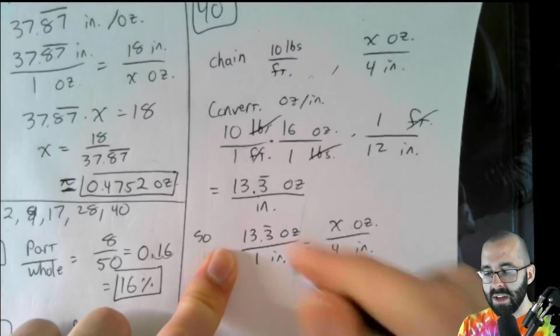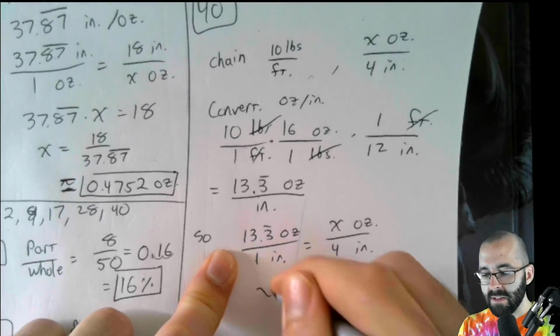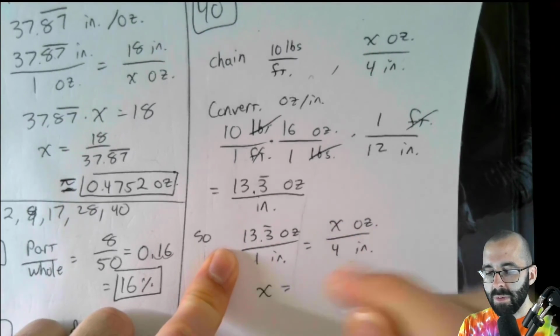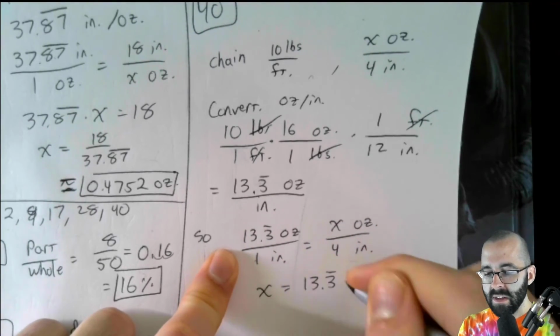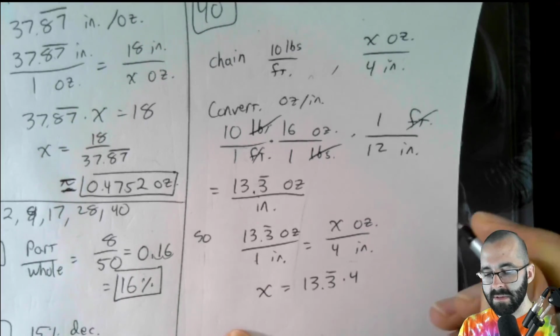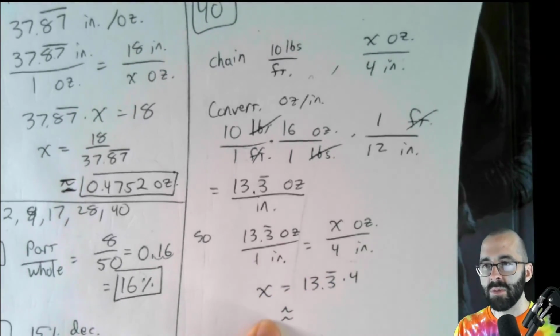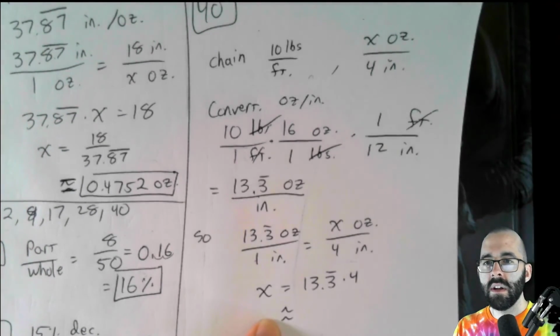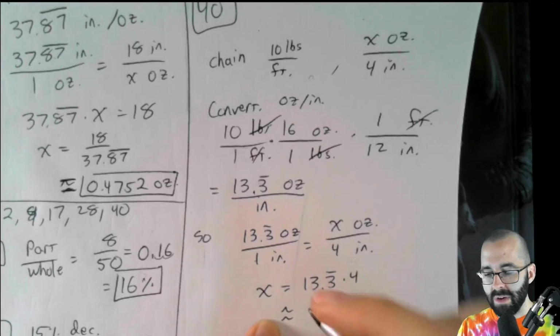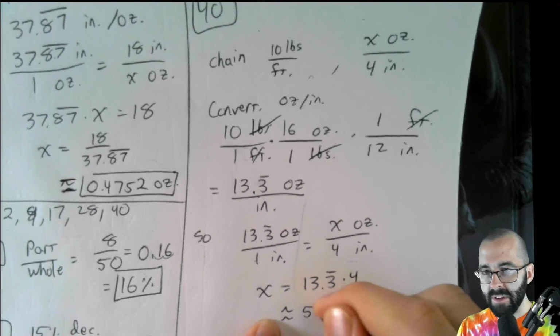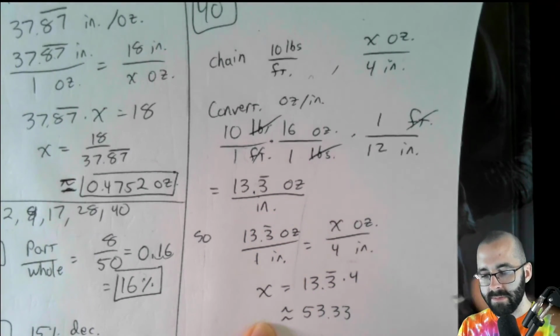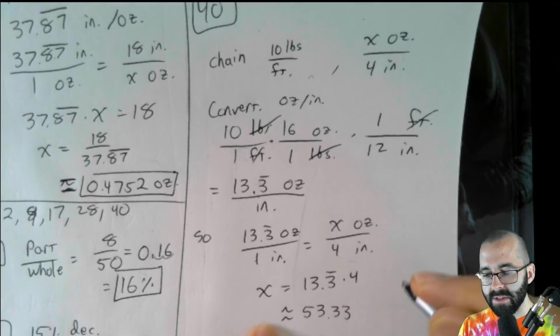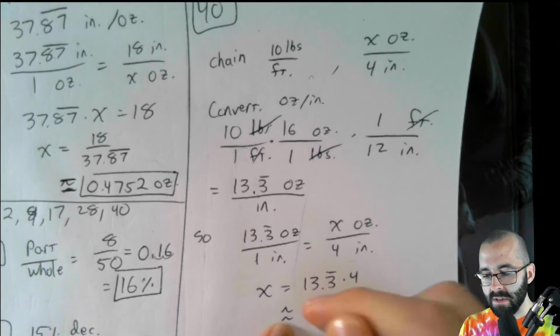Cross multiply: 13.3 repeating times 4 is x. Let's multiply it out and get our answer. It's going to be 53.3 repeating, or about 53.33. And our answer is in ounces.